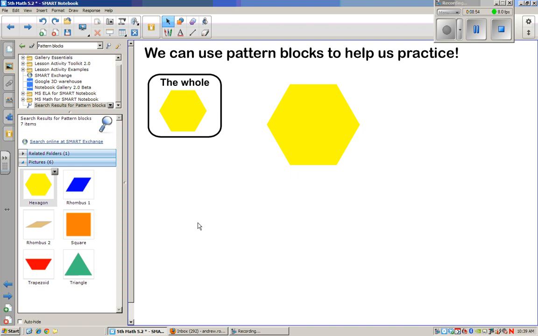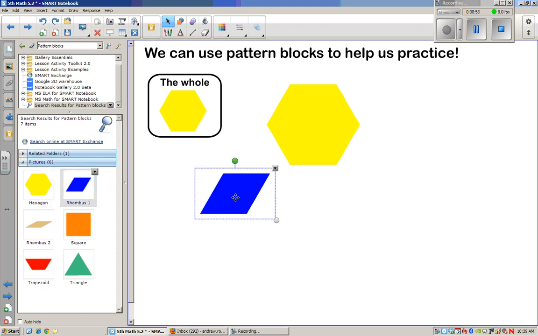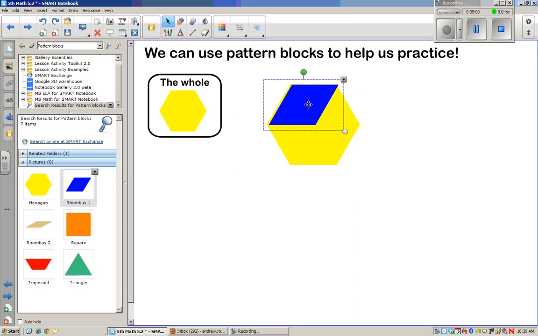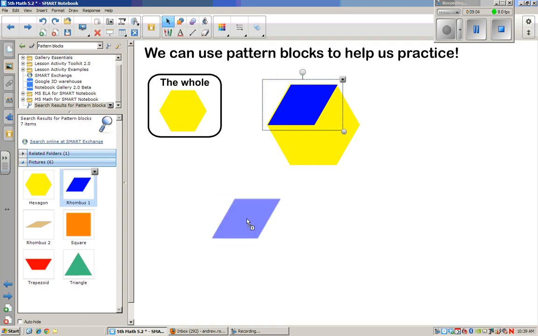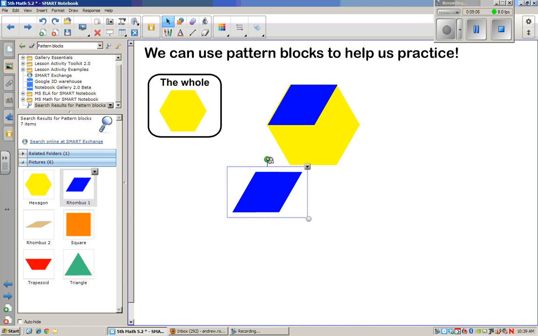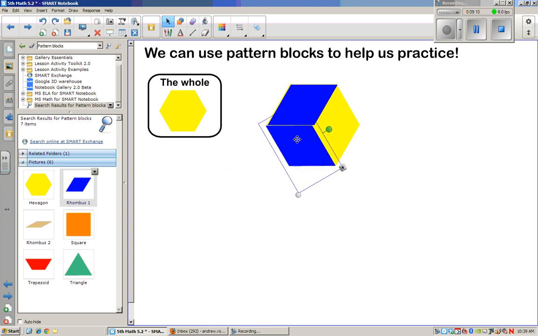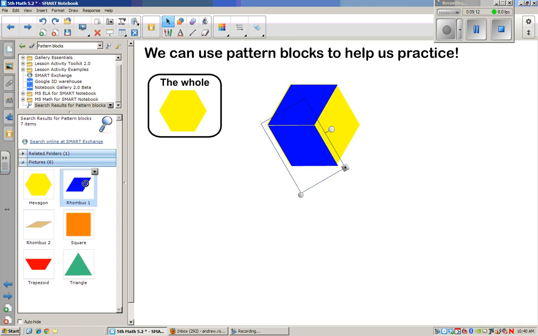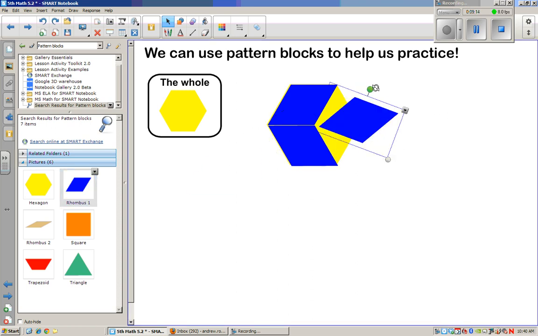Okay, let's try this with a different shape. I've got my whole here, and now I'm going to bring out a rhombus. Let's see how many of these can fit into a hexagon. 2. It looks to me like there's space for one more. Yep, right there.